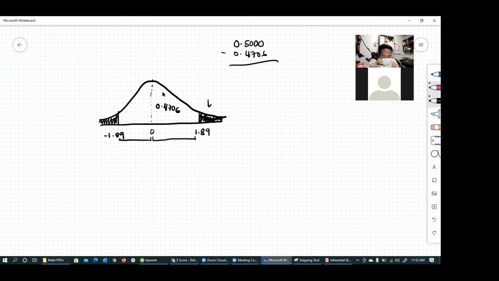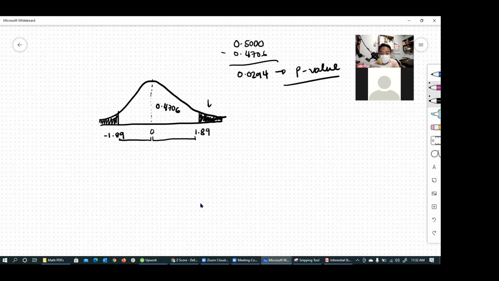Zero point 0.5 minus 0.4706, which is 0.0294. I think that's correct. Okay. So this is our p-value. That's our p-value.